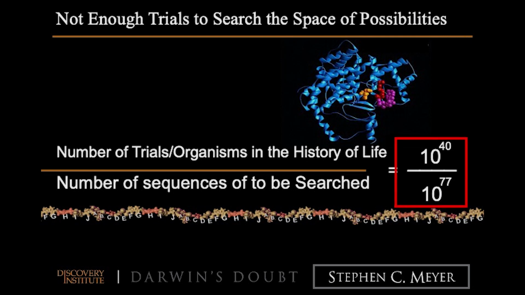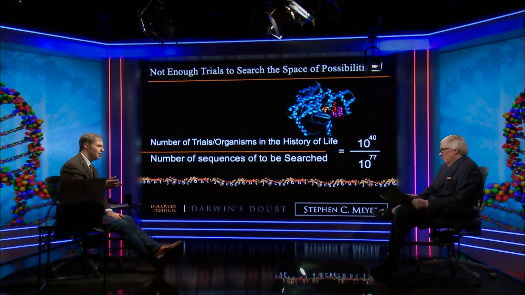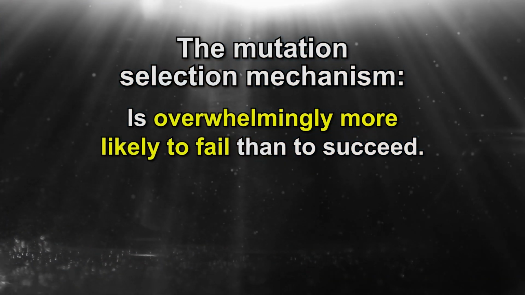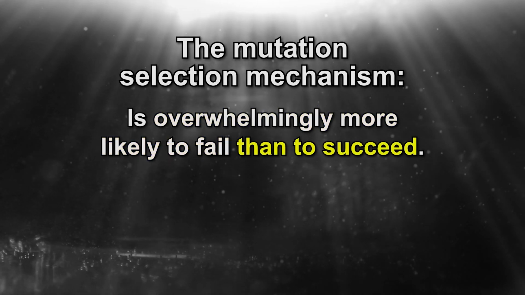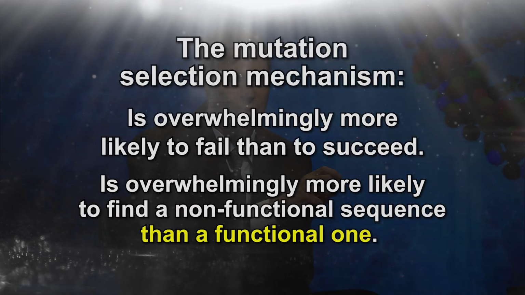The quadrant is 10 to the 40th over 10 to the 77th, which is the fraction 1 over 10 to the 37th power, which is to say you would only be allowed to search randomly, in the entire history of life on Earth, one 10 trillion trillion trillionth of the possible amino acid sequences. Now, to just bring that point home, what that means is that the mutation-selection mechanism, a random search, is overwhelmingly more likely to fail than to succeed. It's overwhelmingly more likely to find a non-functional sequence than a functional one, which means it's not a plausible mechanism for generating new biological information, and that's a big problem.